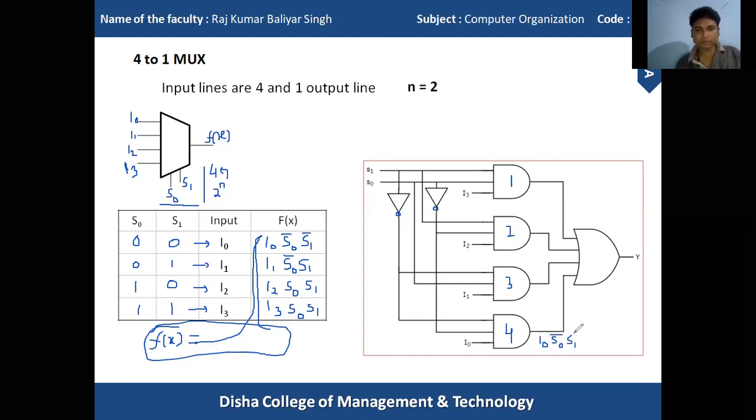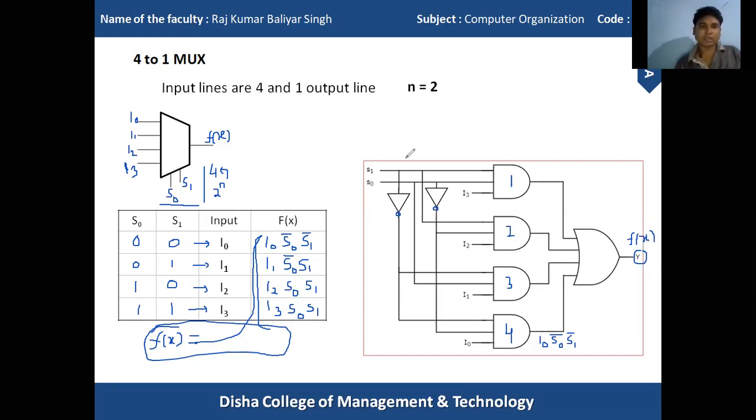In a similar way, all these parts of the function are available at the output side of the AND gates, and when we get the individual functions, we have to combine them through this OR gate, and we'll get the final result y, that is f of x. Okay, so see, here we supply four input values, and the four input values are converted to a single output line.